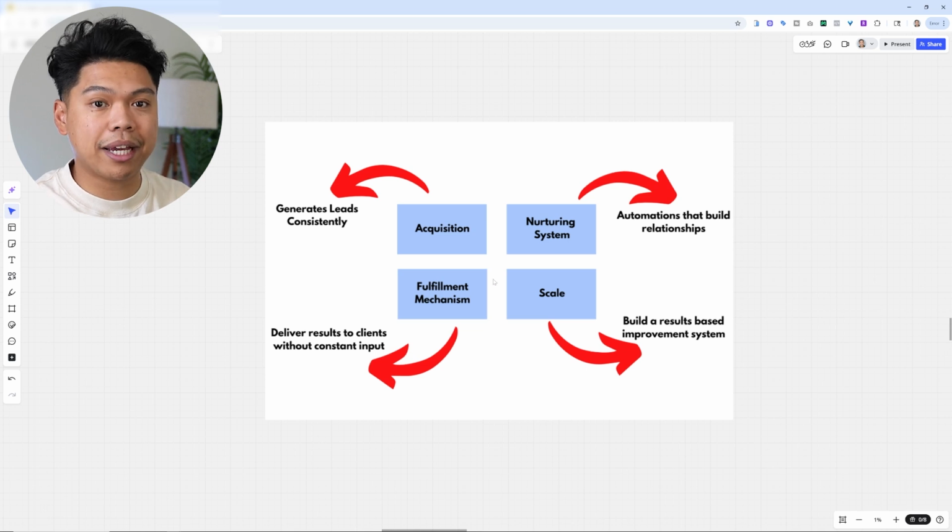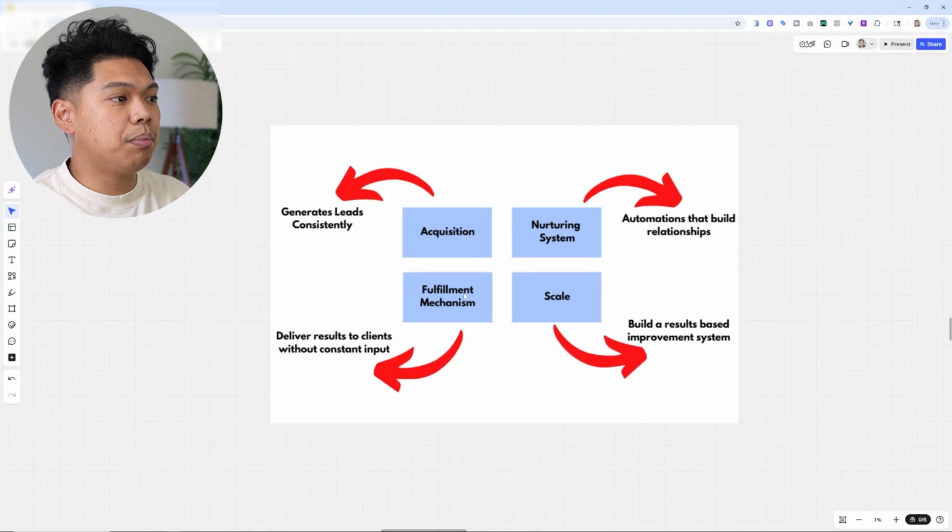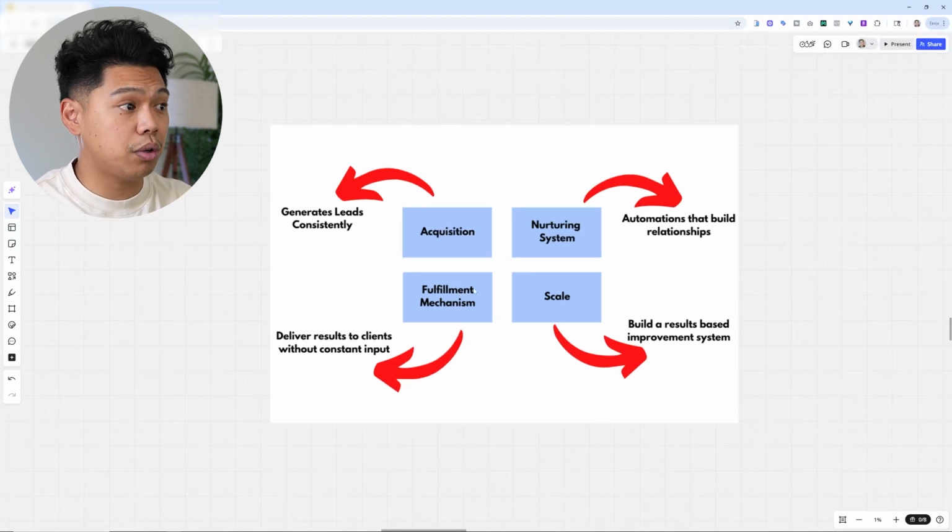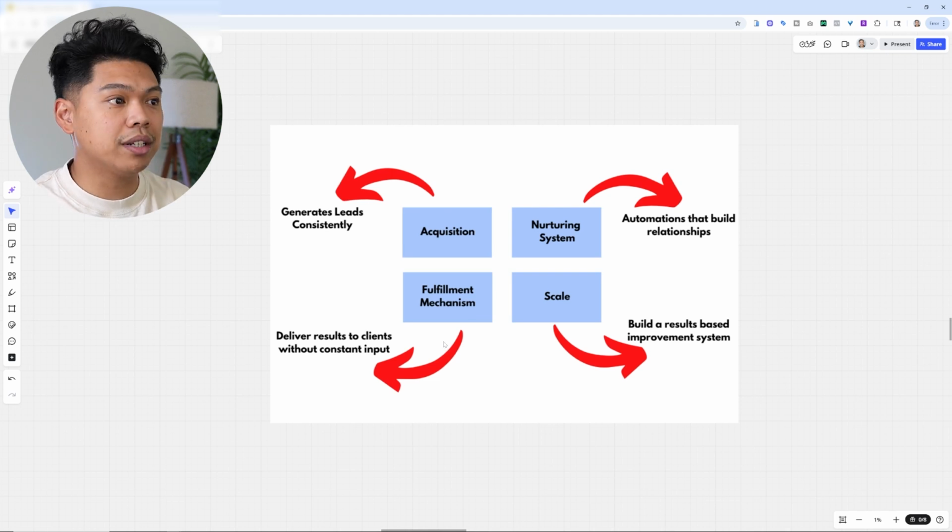And then you need a fulfillment mechanism. Every business needs all 4 of these pillars. A fulfillment mechanism is something that will help you deliver results to clients without constant input, right? Without constant input. So you need a fulfillment mechanism. And what does that look like?